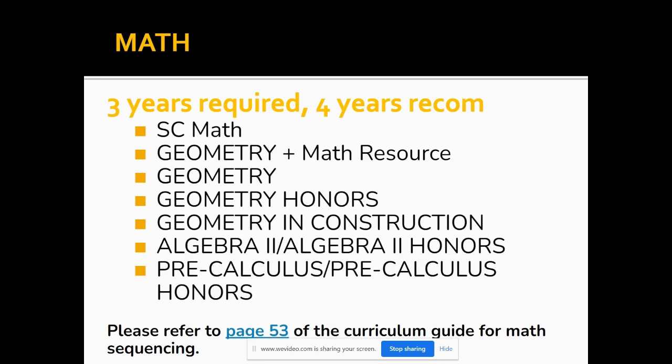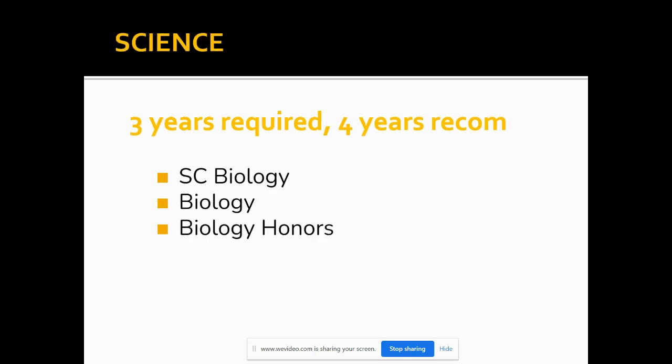All sophomores will continue in the math sequence: algebra to geometry, geometry to algebra 2, algebra 2 to pre-calc. Please refer to page 53 of the curriculum guide for further math options and sequencing. All 10th graders will move into biology their sophomore year for science to work towards completing their 3 years of science for graduation.